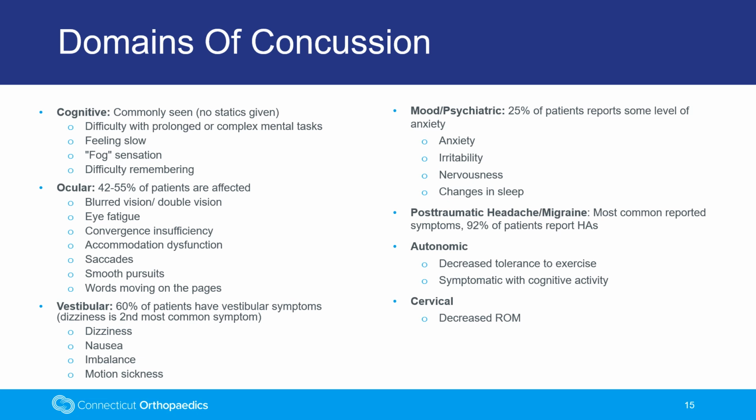Autonomic symptoms include decreased tolerance to exercise and being symptomatic with cognitive activity. And lastly is cervical, which we represent with decrease in range of motion.